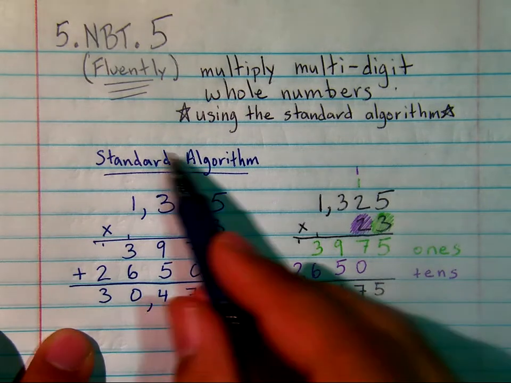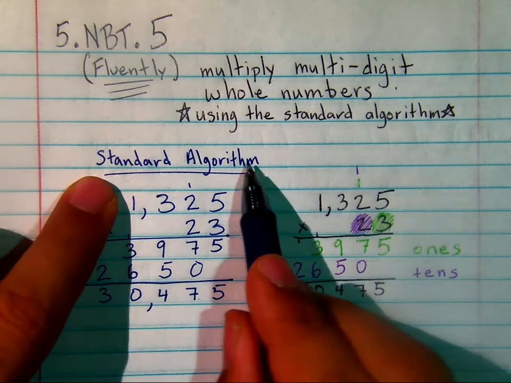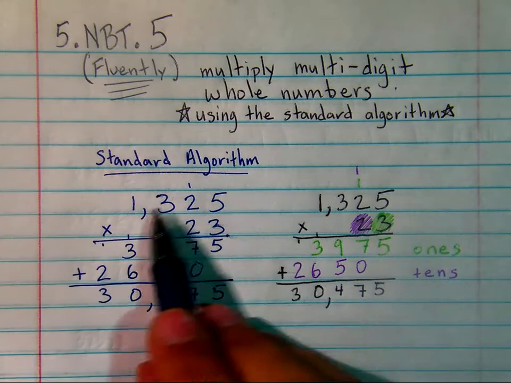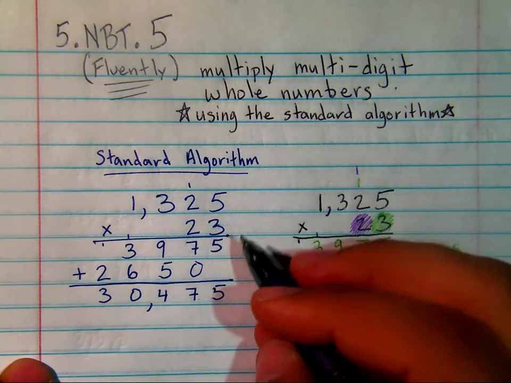So if you look at the standard algorithm, this is a strategy. Okay, that's all it is. It's just one way to multiply numbers that happens to be very efficient.